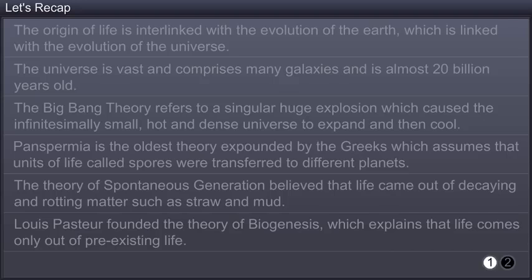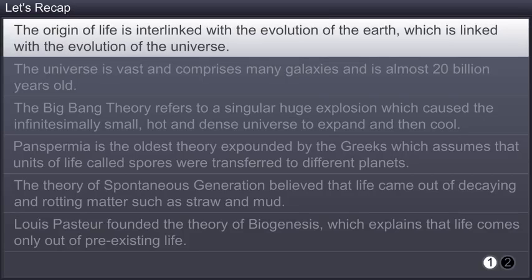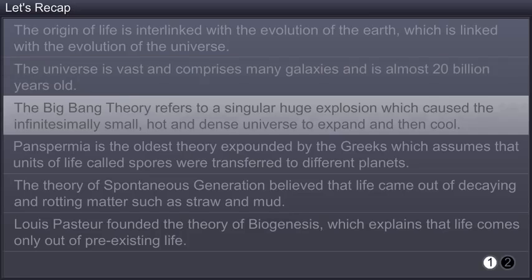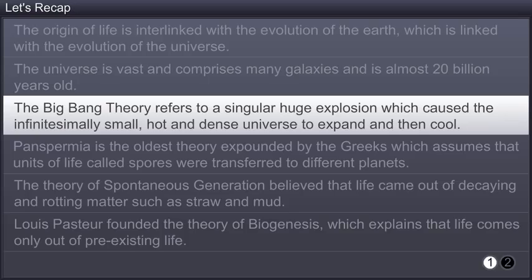You have now reached the end of this module. In this module, you learnt that the origin of life is interlinked with the evolution of the Earth, which is linked with the evolution of the universe. The universe is vast and comprises many galaxies and is almost 20 billion years old. The Big Bang theory refers to a singular huge explosion which caused the infinitesimally small, hot and dense universe to expand and then cool.